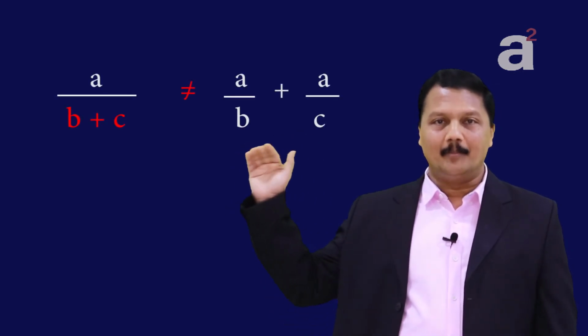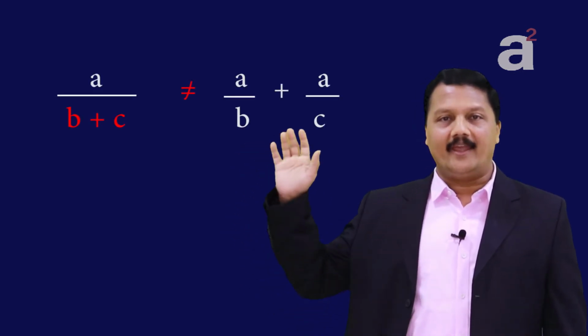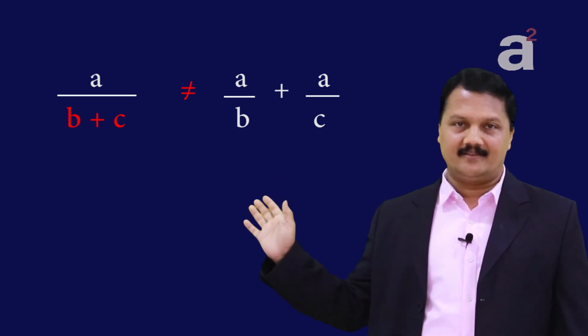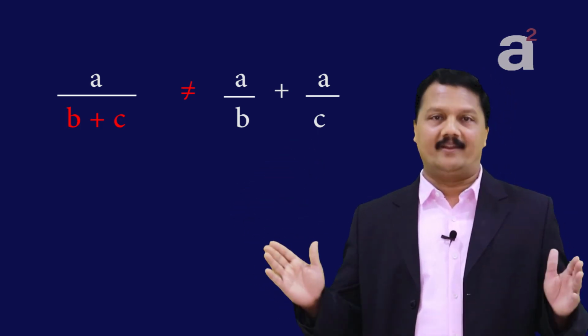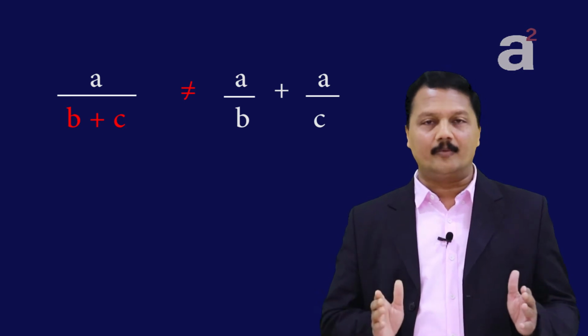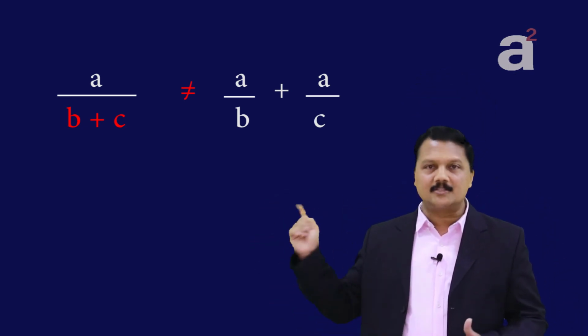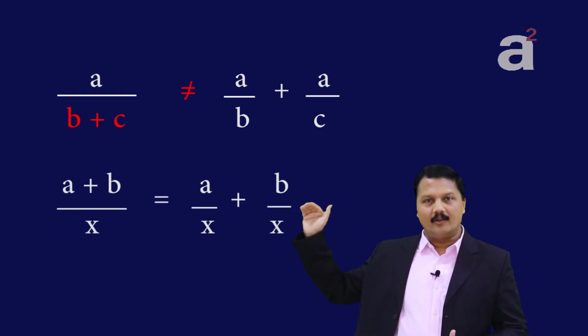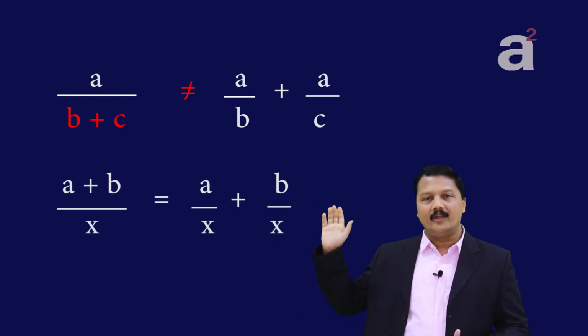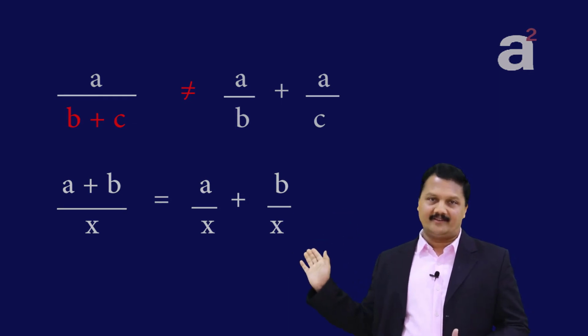Another common error is like this: a by (b plus c) is equal to a by b plus a by c. You cannot split the denominator. If there is a plus or minus in the denominator, you cannot split like this. But this is possible: (a plus b) the whole by x is equal to a by x plus b by x.